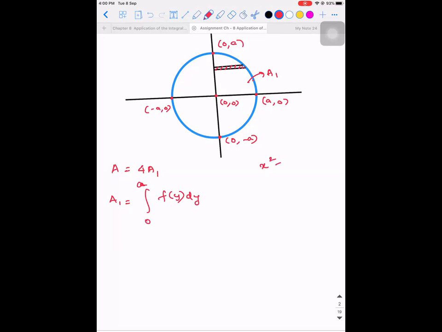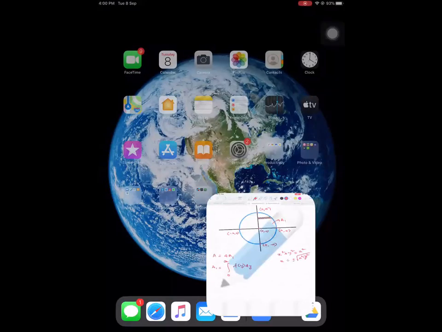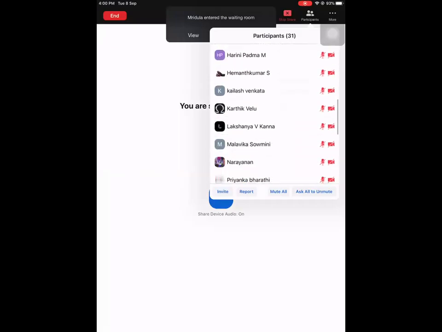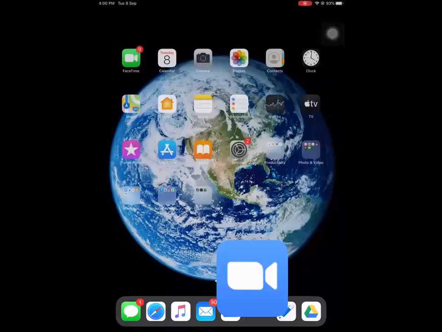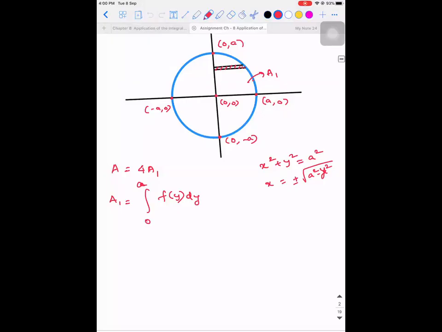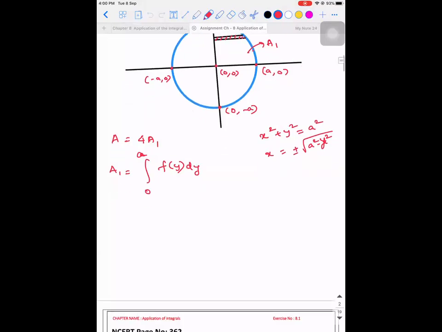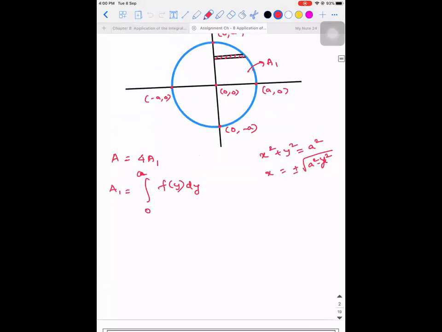We know that x square plus y square is equal to a square. x can be represented in terms of y like this: x is equal to plus or minus root of a square minus y square. Now you guys tell me what does plus mean and what does minus mean? Plus means first and fourth quadrant. Very good. Minus means second and third quadrant. That's right. So since we are doing it with respect to the first quadrant, we need to take it as plus. So root of a square minus y square dy.